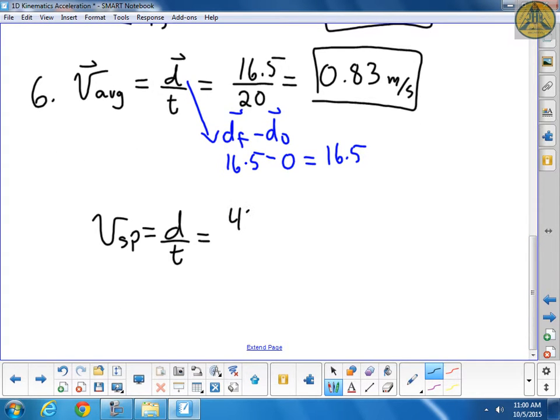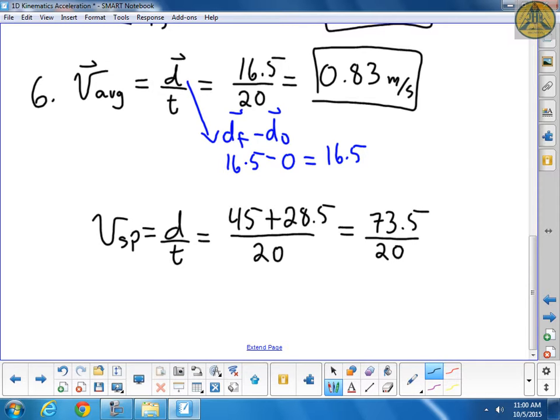Questions on what I'm doing with the numbers, where I'm getting them? All right, so speed: total distance, distance traveled east plus a different distance west. Remember, distance is a scalar, direction doesn't matter. Velocity, where it ends up matters.